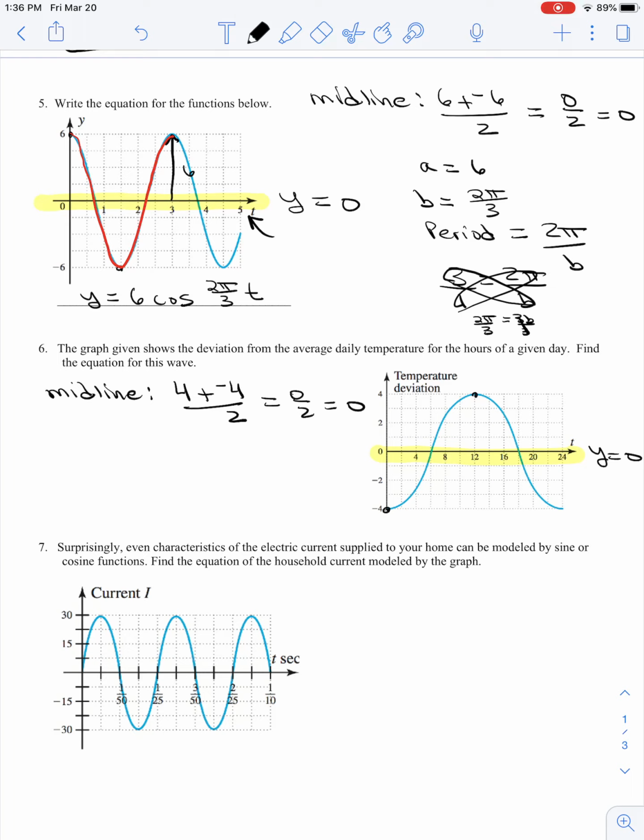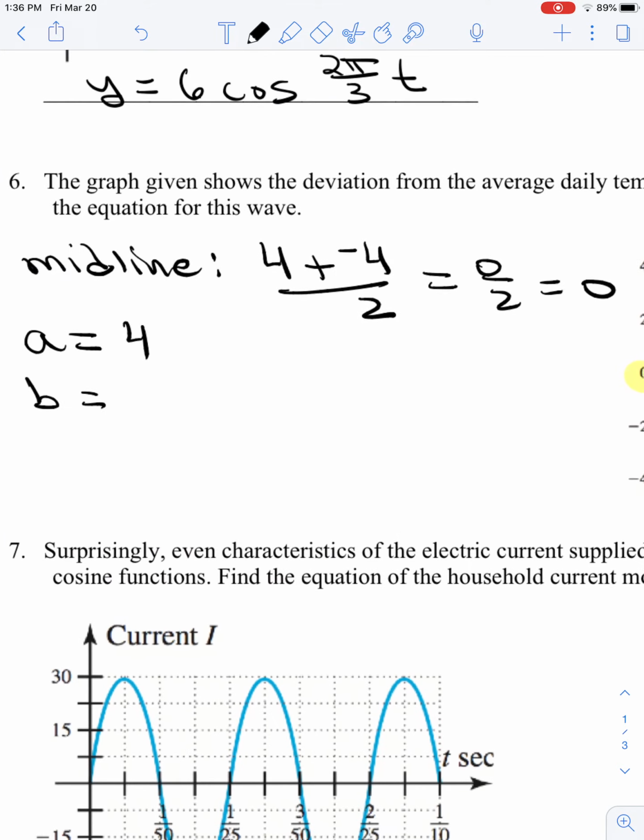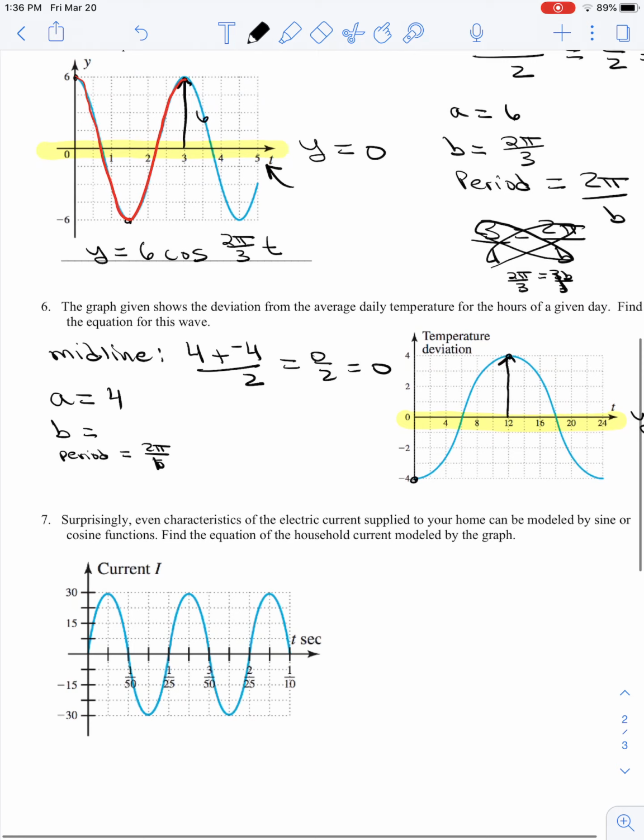And I want to find the amplitude next. So I'm going to go from my midline to the max. That would be an amplitude of 4. Next, I want to find the frequency, but again, I'm going to run into a problem just like I did in number 5. When I look at the x-axis, it's labeled in terms of time. So I'm going to need to work backwards and use the period formula. I know that the period formula is 2 pi divided by the frequency, or 2 pi divided by b. Now I have to look and see what the period is, or how long it takes to go through a complete cycle.